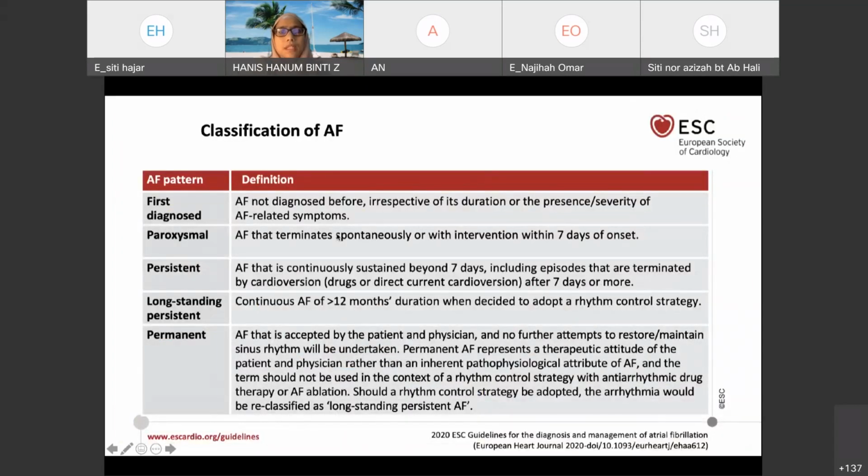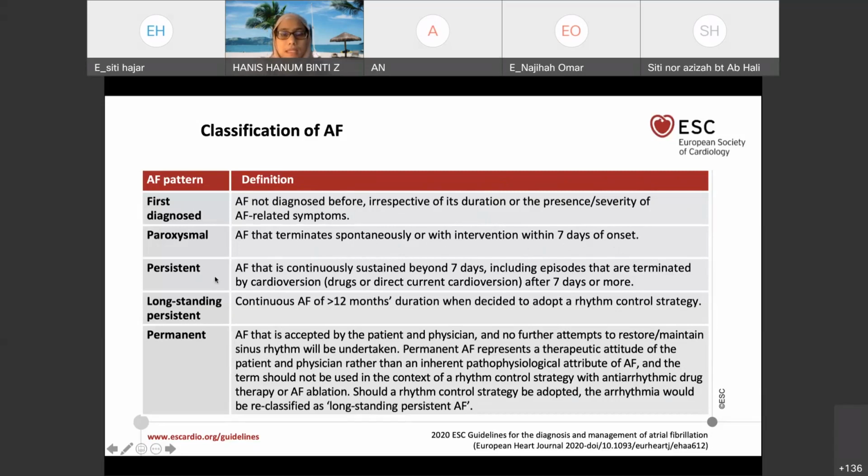Okay, so there is a few different types of AF. Okay, so you have your first diagnosed AF, irrespective of its duration or the presence and severity of the AF-related symptoms. You have your paroxysmal AF that terminates spontaneously, okay, or with intervention within 7 days of onset. When the patient comes to the hospital, we do an ECG. There is an evidence of AF, but then it terminates. It goes away after that, or within 7 days with intervention.